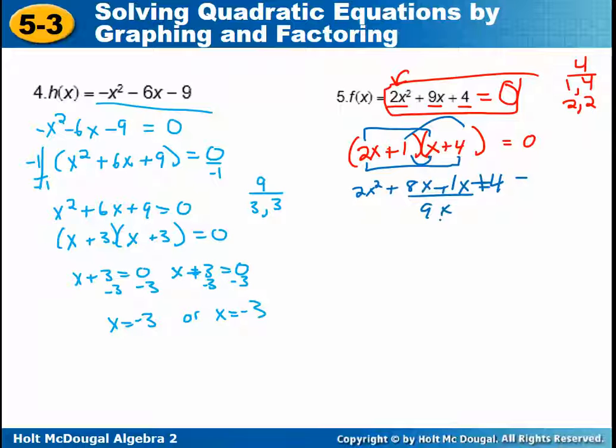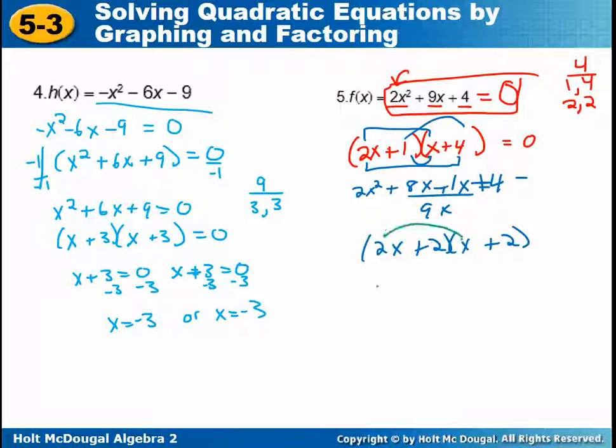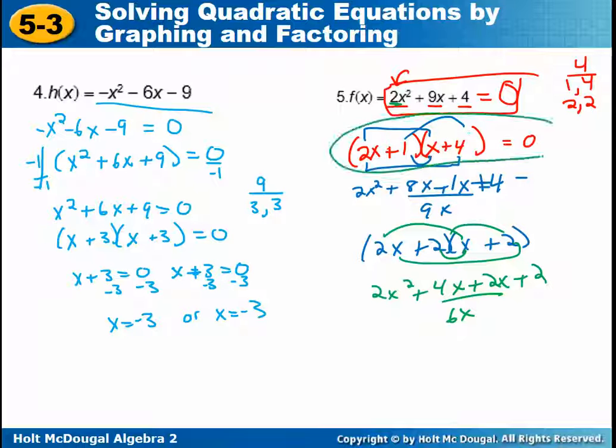because this would be 9x. But what if I had put the 2 in? Then when I FOILed it back, I would see that I had the wrong factors because first times first would be 2x squared. This would be 4x. And the inner would be 2x. So it's the middle two terms added together that is going to make or break your factoring. So when you have a number in front, you might have to try a couple different factors. These were the ones that work.